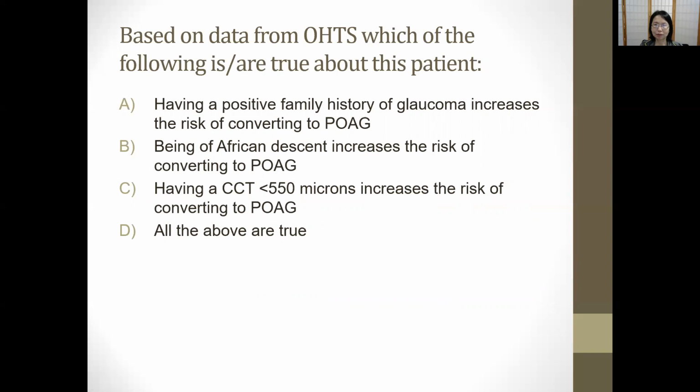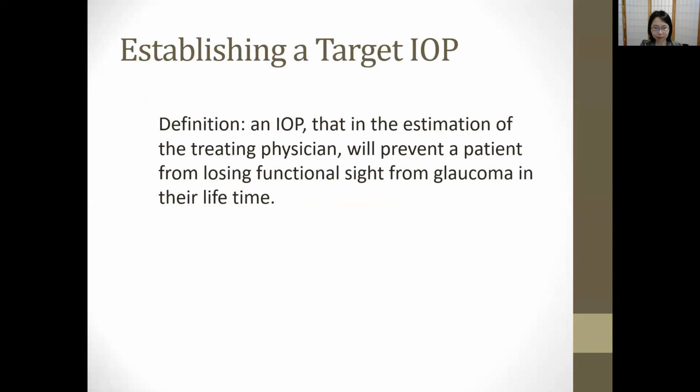Again, I want to give you a moment to think about the right answer. And the answer here is choice C, having a CCT less than 550 microns increases the risk of converting to POAG, because the other risk factors were not identified in the Ocular Hypertension Treatment Study.